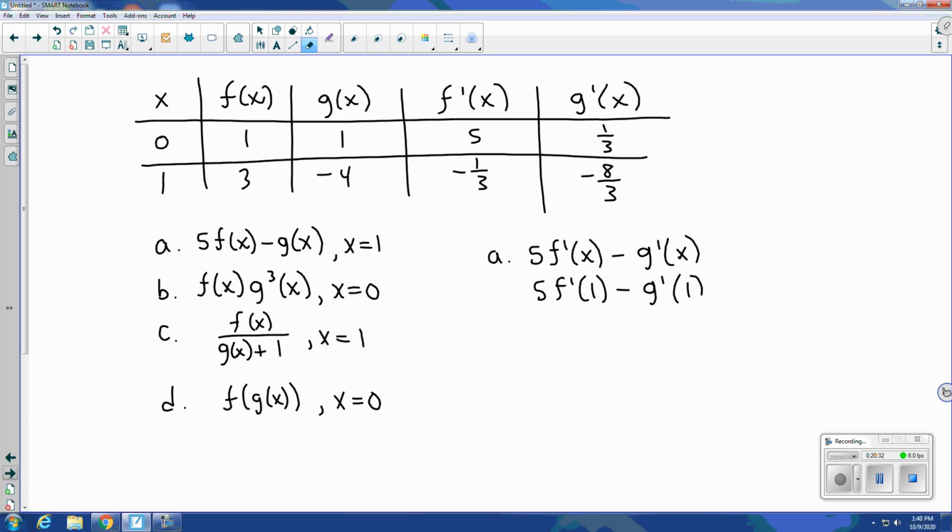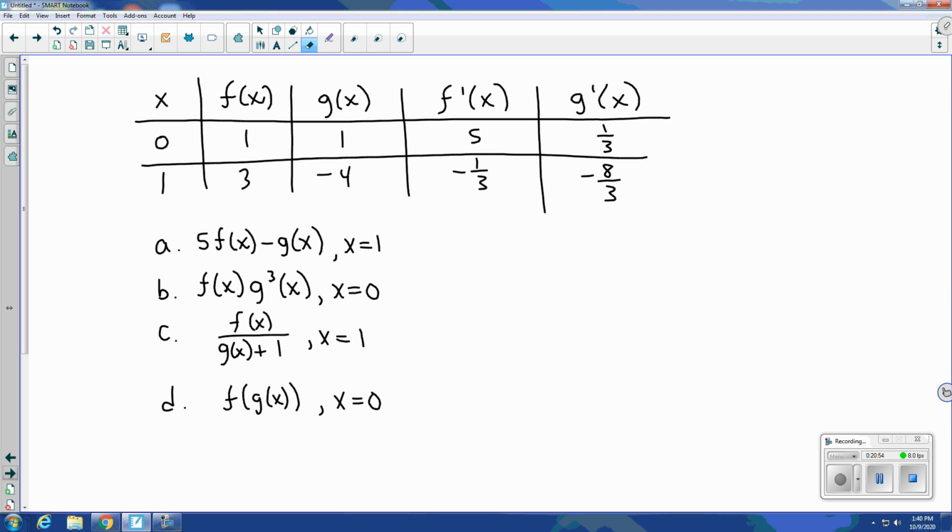So f prime of 1, we use the table, it's negative 1/3. So we can make that substitution. G prime of 1 is negative 8/3. So we have negative 5/3 plus 8/3, which is 3/3, which is equal to 1. So that's A.